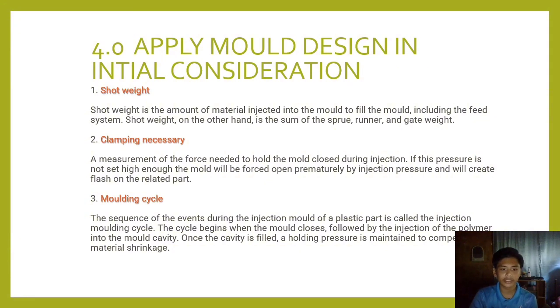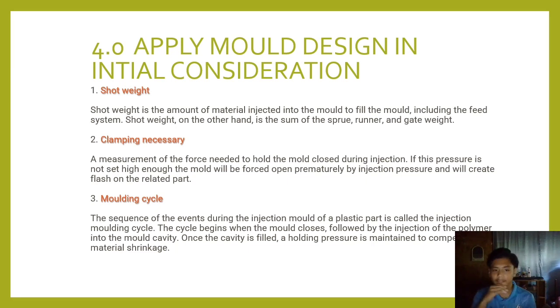Apply mold design in initial consideration. Shot weight. Shot weight is the amount of material injected into the mold to fill the mold, including the feed system. Shot weight, on the other hand, is the sum of the sprue, runner, and gate weight. Clamping force. A measurement of the force needed to hold the mold closed during injection. If this pressure is not set high enough, the mold will be forced open prematurely by injection pressure and will create flash on the related part.